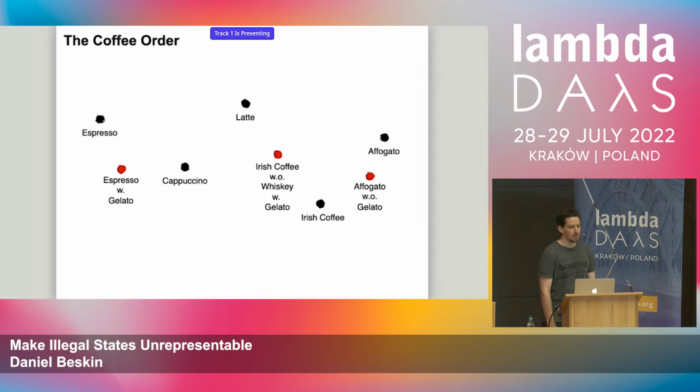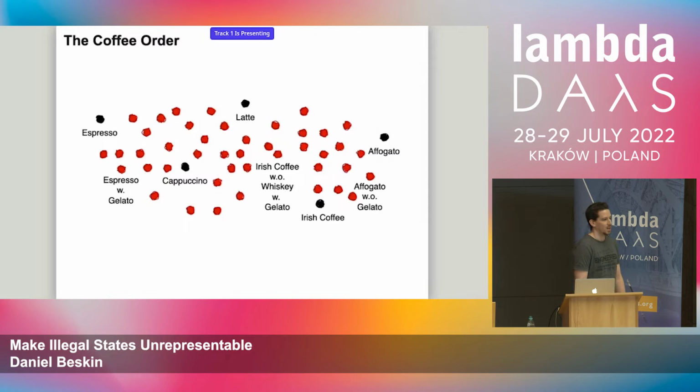But we also have various combinations that are illegal in some sense. So for example, espresso with gelato is just redundant because we just rediscovered affogato, though some drinkers might be offended. But Irish coffee without whiskey is obviously an illegal state if I ever saw one, so it makes no sense at all. And there are many other combinations of various inputs that we can get here that are completely illegal and make no sense.